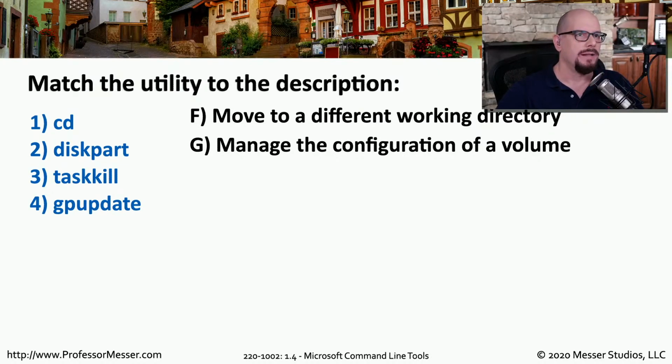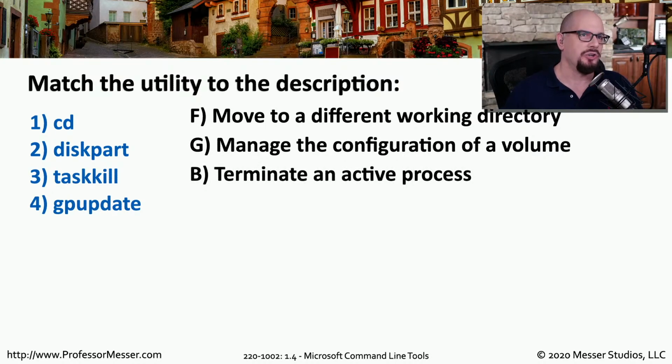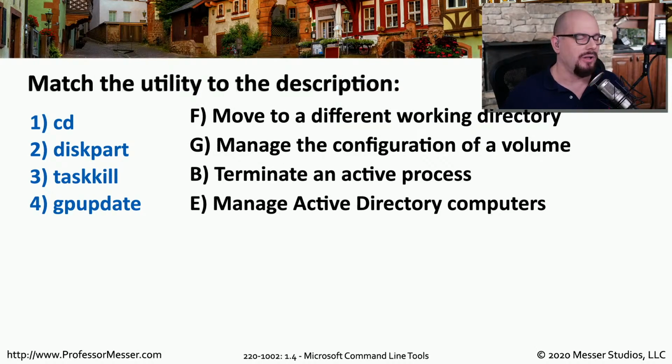Taskkill. The name almost gives it away. It kills a task. It terminates an active process. That is what taskkill does, terminates the active process. That might have been a gimme, but it's still something you have to know for the exam. And lastly, gpupdate. Your general practitioner. No, it's not general practitioner at all, is it? There are plenty of things you can do with your processes. And whenever you start working with Active Directory, you're going to be doing a lot of processes and configurations and settings. Whenever you start dealing with these, you'll be managing Active Directory computers. You'll be doing gpupdate quite a bit to be able to make that work.